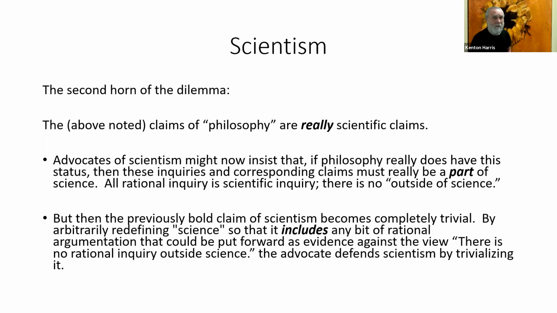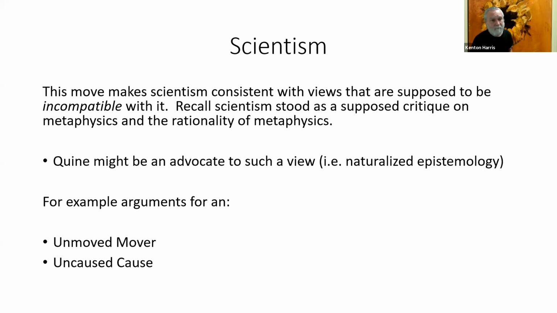Notice the interesting thing about scientism is that it was saying, look, metaphysics isn't science, and therefore it's not a form of rational inquiry. But if you want to say, oh no, metaphysics is a form of rational inquiry, but that makes it science, well, then you've just trivialized scientism. This move makes scientism consistent with the views that are supposed to be incompatible with it. Recall, scientism stood as a supposed critique of metaphysics and the rationality of metaphysics. Willard Van Orman Quine, whom we really didn't talk about in this class, might be an advocate of such a view, or of a sort of naturalized epistemology.